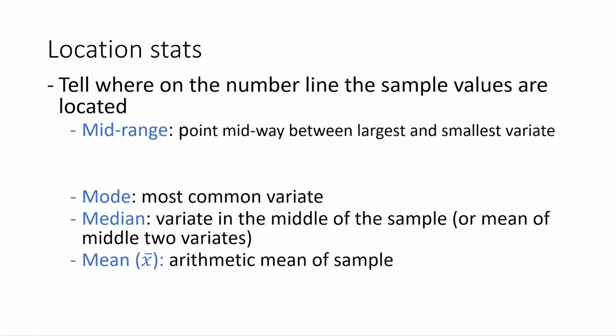The mode, which is the most common variate. The median, which is the variate in the middle of the sample, or the mean of the middle 2 variates. The median also means that 50% of the data is below it and 50% of the data is above it. And then there's the mean, which is represented as X bar when we're talking about samples. And this is the mean of the sample.